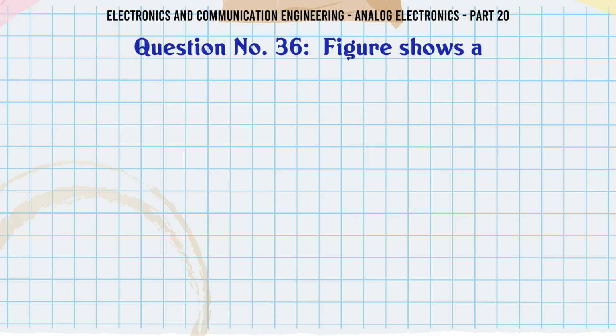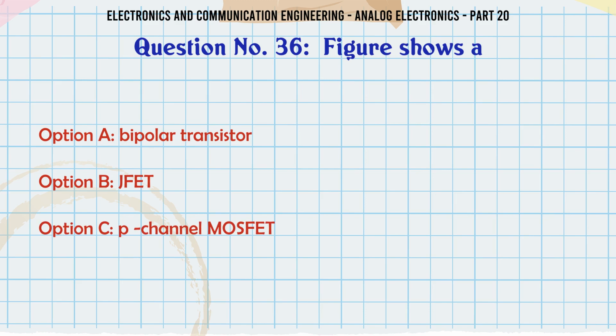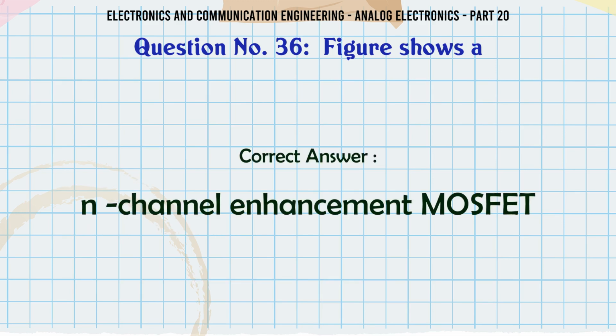Figure shows A. bipolar transistor, B. JFET, C. P-channel MOSFET, D. N-channel enhancement MOSFET. The correct answer is N-channel enhancement MOSFET.